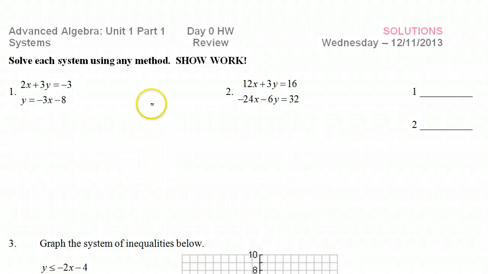Alright, this lesson marks the beginning of our review of Unit 1, Part 1, which was all about systems of equations. So looking at number 1, remember we learned about substitution, elimination, different methods. Problem number 1 would be best done by substitution.